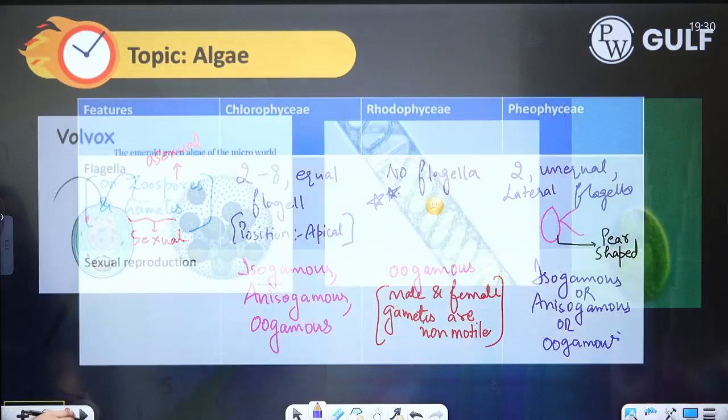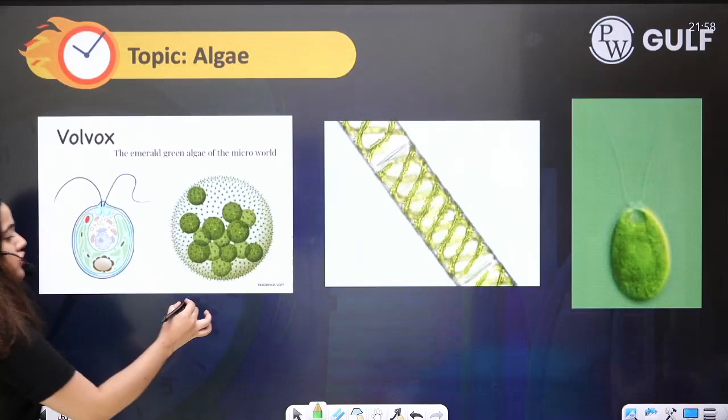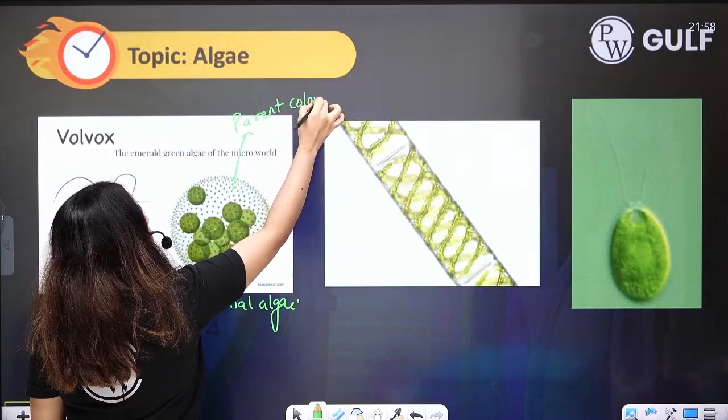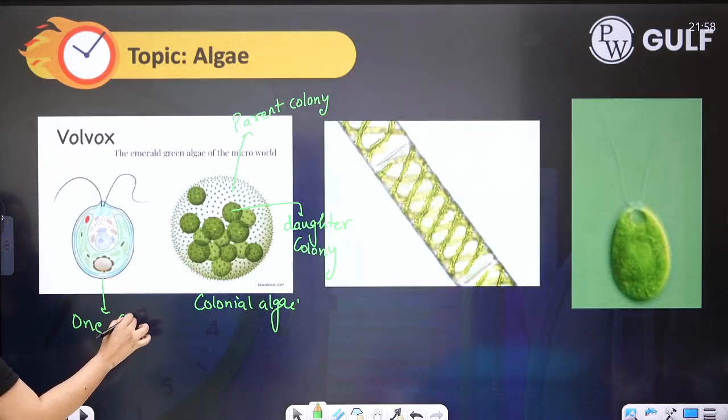I'll show you some of the green algae. Here you can see three green algae. The first one is Volvox. It likes to live in colonies, so it is a colonial algae. Here you can see the parent colony, and this dark green one is the daughter colony. And here is an individual cell of Volvox.